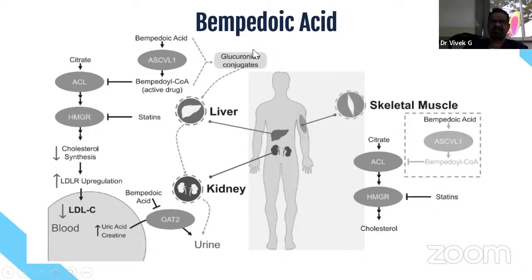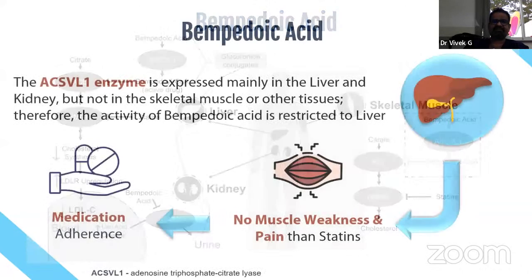Now, how is it deactivated? It is converted to a glucuronide conjugate and is excreted mainly in the urine and in the feces. Now, one thing that's different from the statins is that it has no effect on the skeletal muscle. There are no ACL enzymes in the skeletal muscle, so hence it has no action on the skeleton. It doesn't have any skeletal muscle side effects, whereas statins have a significant skeletal muscle side effect. So this is basically about the pharmacokinetics of bempedoic acid.